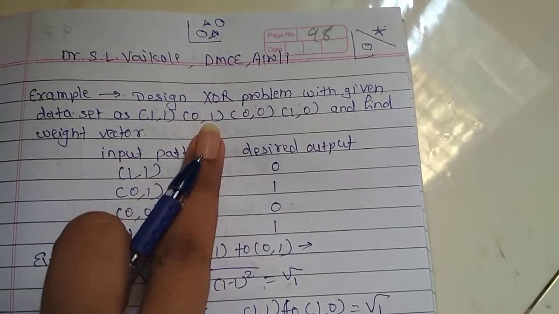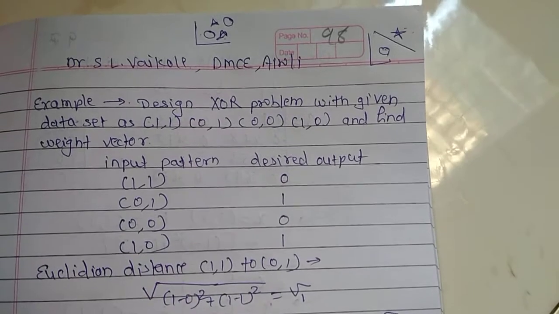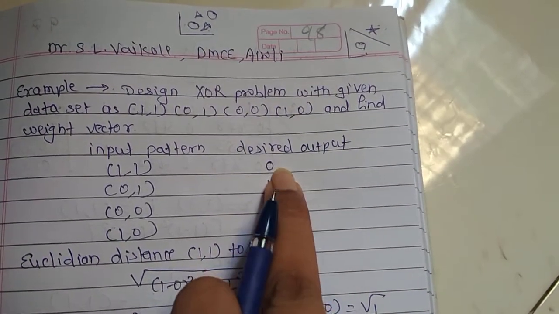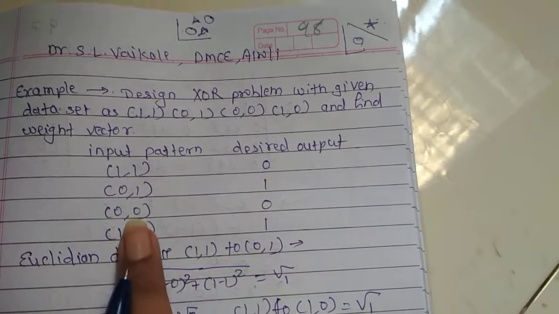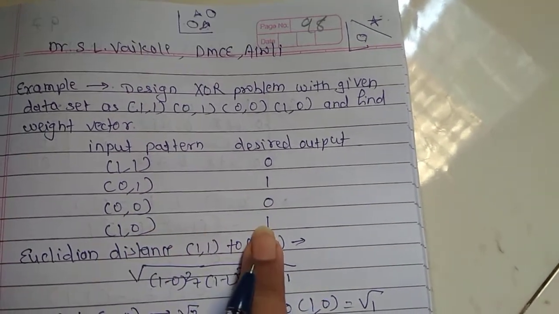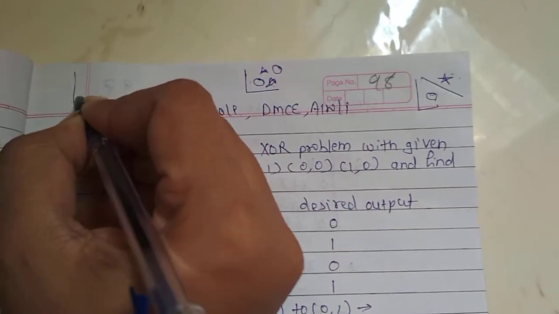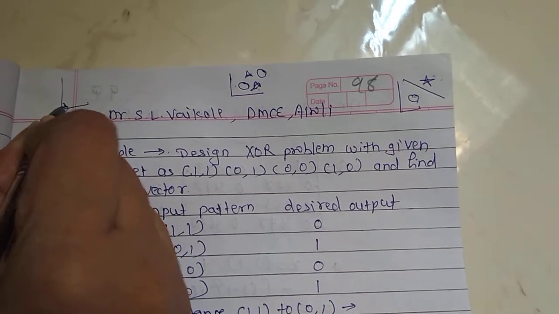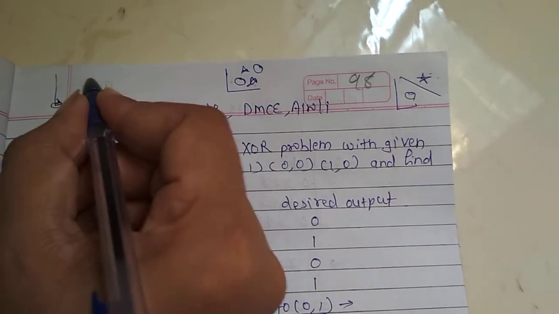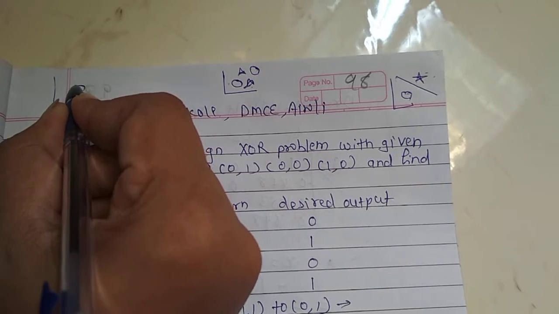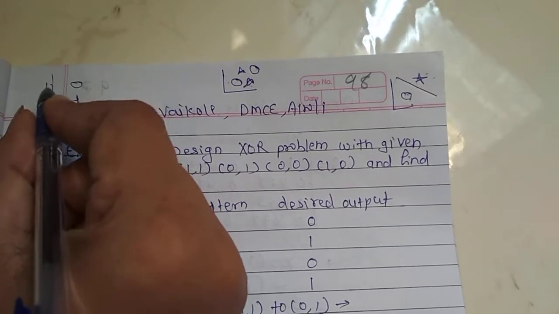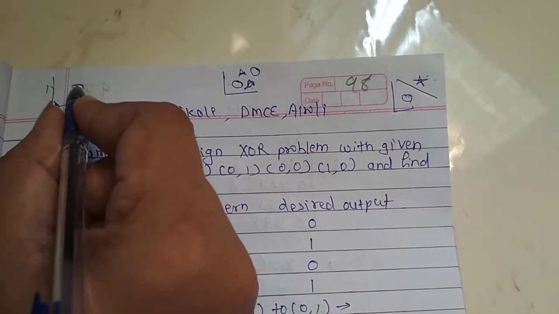The XOR problem is an example of a non-linear problem because for 1, 1 we have 0 output, for 0, 1 we have 1, for 0, 0 we have 0, and for 1, 0 we have 1. So if you plot this on the graph, it is like this. For 0, 0 we have 0 output. For 1, 1 we have 0 output, and for this we have 1, and for this we have 1 output. So this is a non-linearly separable example.